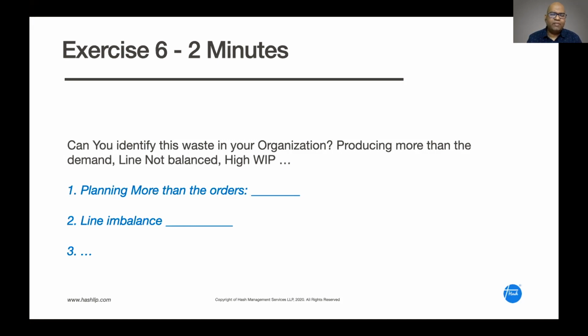Take 1 minute and identify this waste in your organization, overproduction. Whenever you see WIP, you will see the overproduction. If you are through, you can type DONE if you are completed.